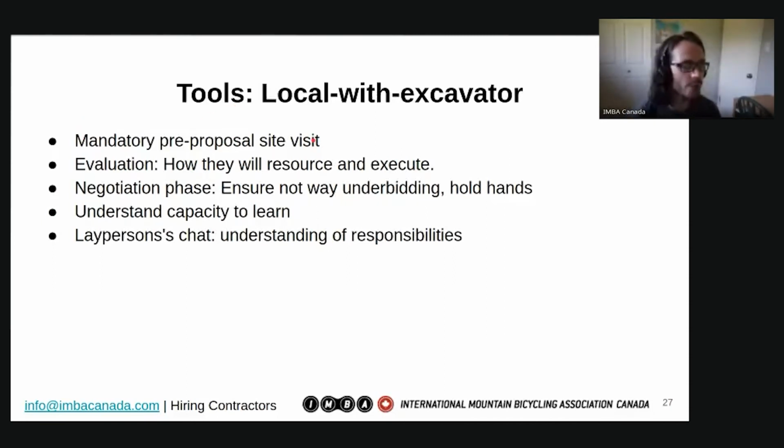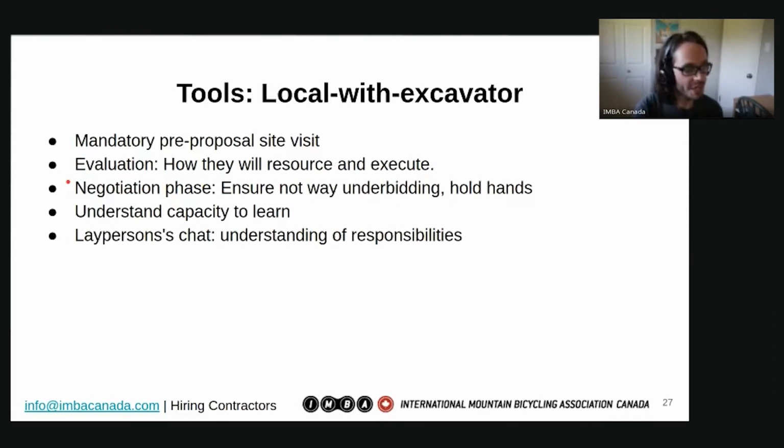Do a walkthrough of everything, and maybe they'll have a lot of questions. You'll be able to gauge based on that. Evaluate, how will they resource and execute? You want to make sure that they appropriately understand the amount of work. And sometimes we get excited seeing a really low number, but a really low number worries me more than a high number, because it tells me that maybe they haven't anticipated all of the things that they're responsible for.